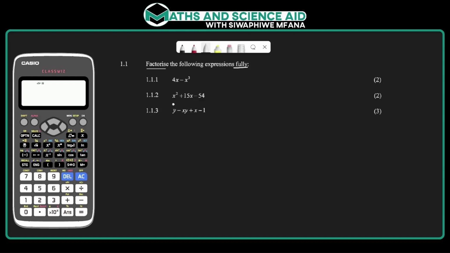And now in 1.1.2, we have a trinomial expression, in other words, an expression that is made up of three terms. We have x squared plus 15x minus 54. And this is a special trinomial expression, which is called a quadratic expression, because it's in the form ax squared plus bx plus c.